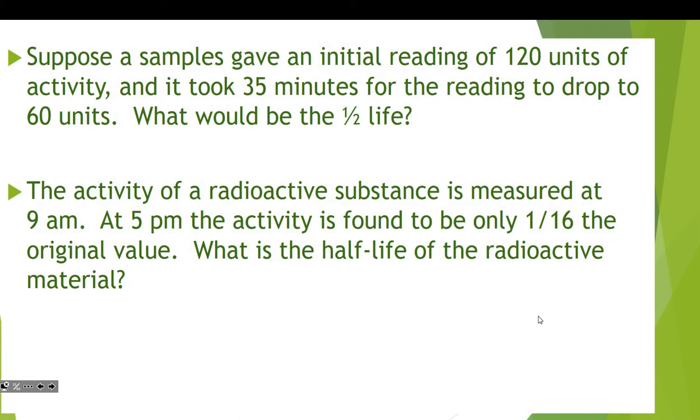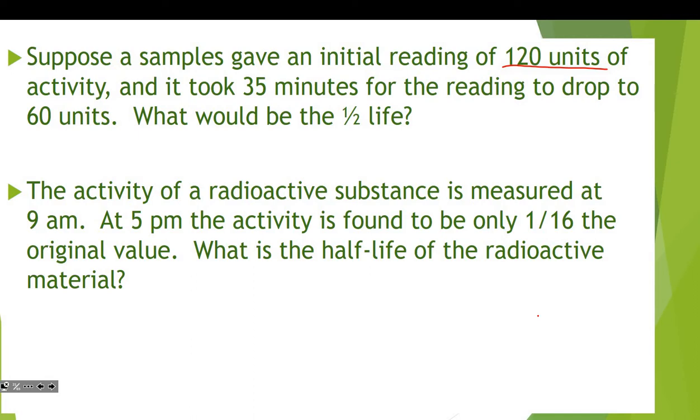Okay, suppose a sample gave an initial reading of 120 units. Now, they can give you this because, how many have watched Ghostbusters? You know that thing that they hold and they have that thing holding out? That's just a Geiger counter. That's just telling me how many hits I'm getting per second, how many things are decaying per second. So they're saying 120 units is the activity. I'm getting 120 units constantly.